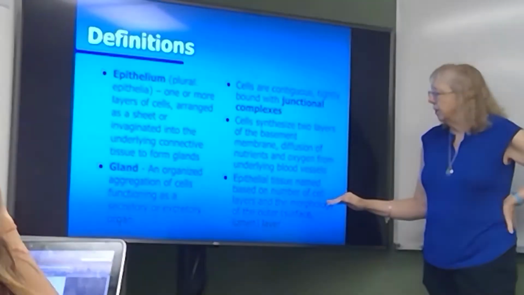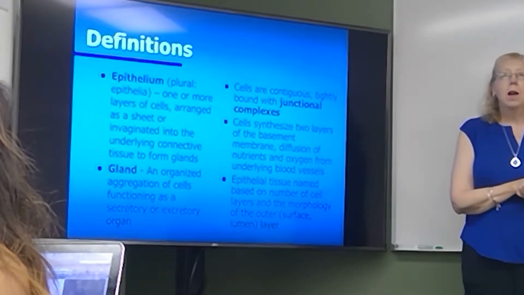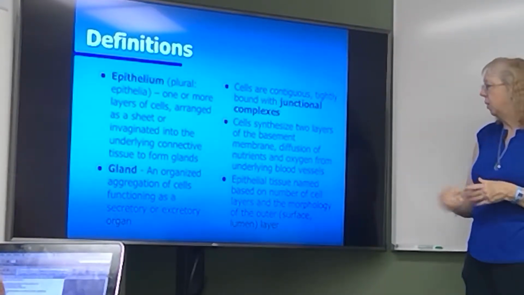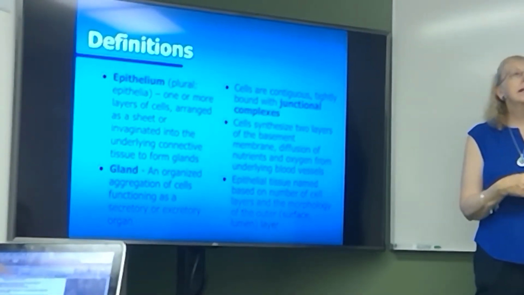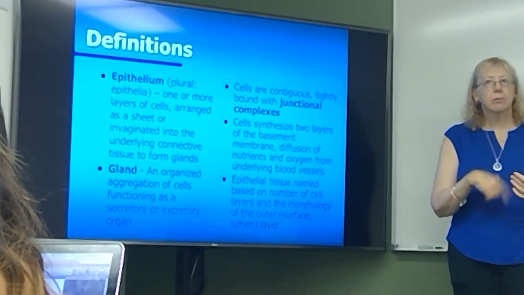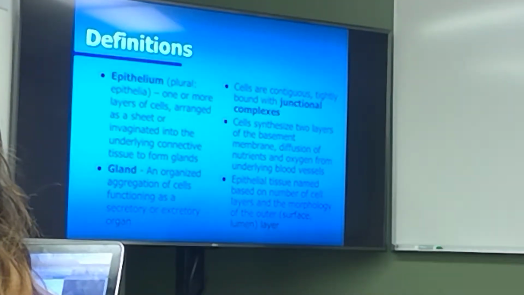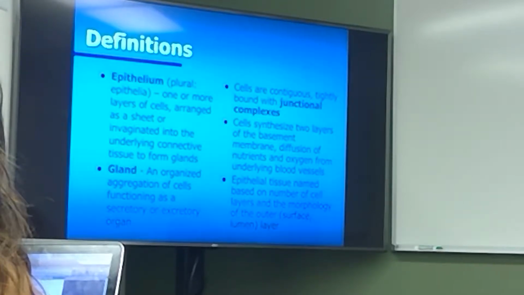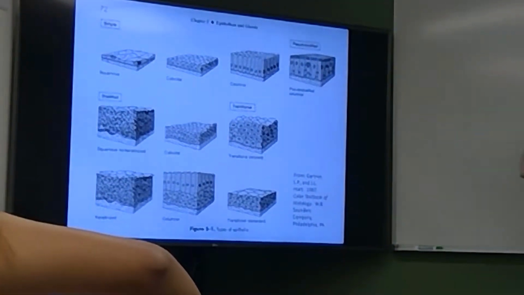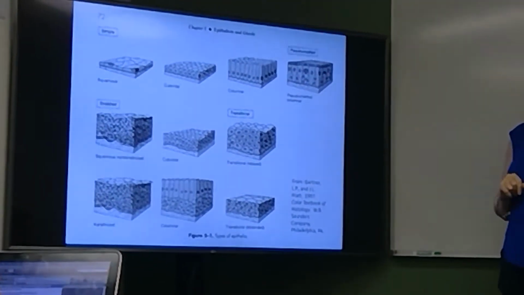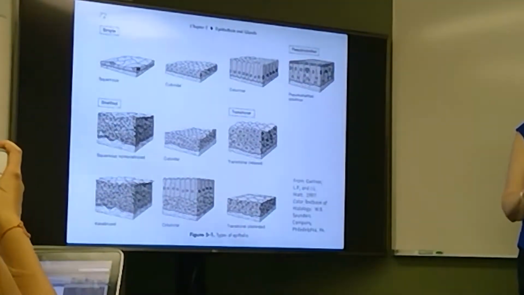Epithelial tissue is named based on the number of cell layers and the morphology of the outer surface. Epithelia are found outside covering the body or coating a lumen. Our gastrointestinal tract has lumen space through the tube, and that is where we will find them. They'll have different shapes. All histology books have illustrations like these that point out how the epithelia are classified.